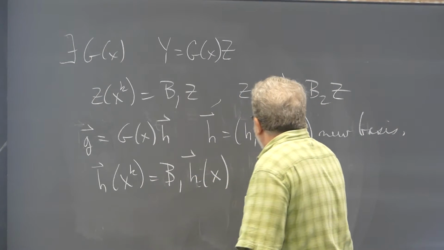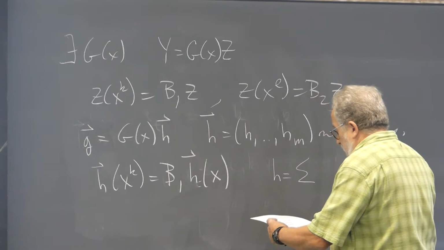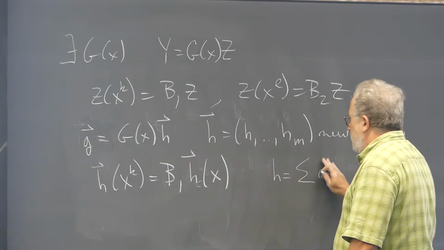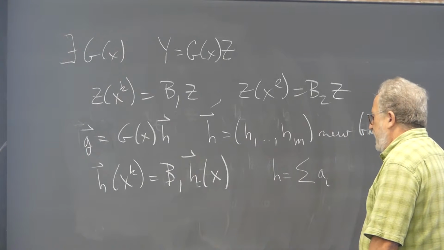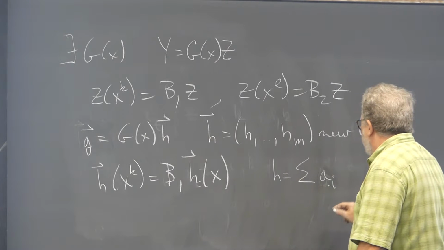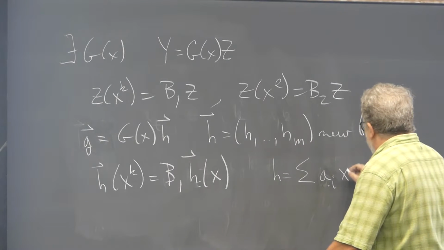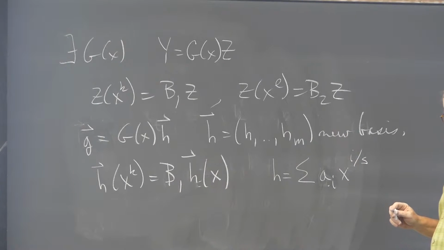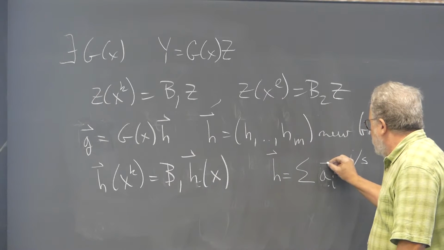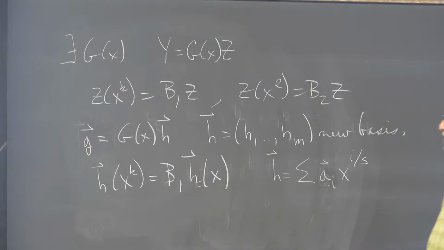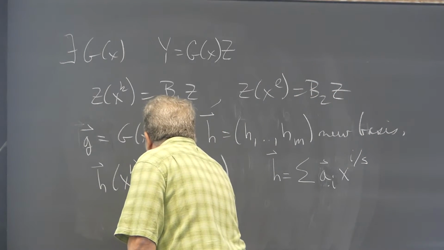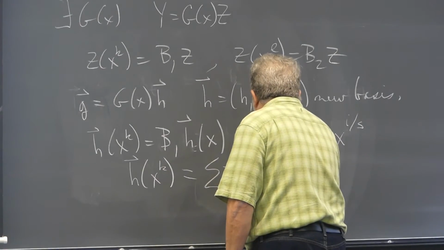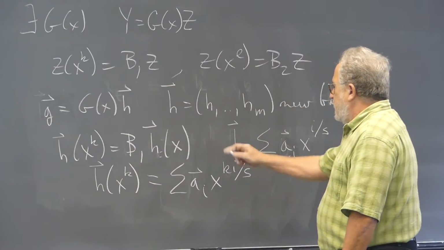And now, what is H? H is some sum of, let's call it, A_i x to the i over s for some s. And now A_i is a column vector of complex numbers. So what's H of x to the k is the summation of A_i x to the k, and I said it's B1.